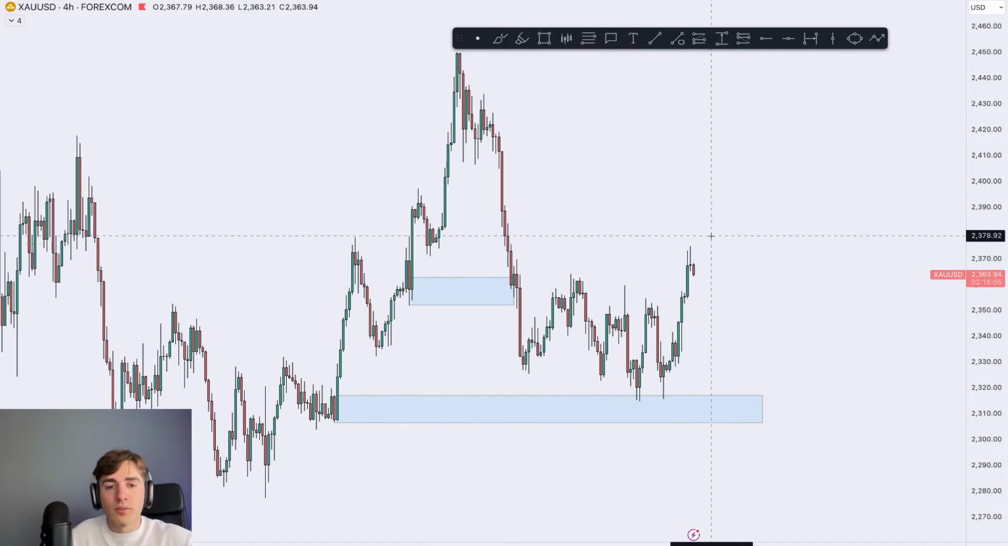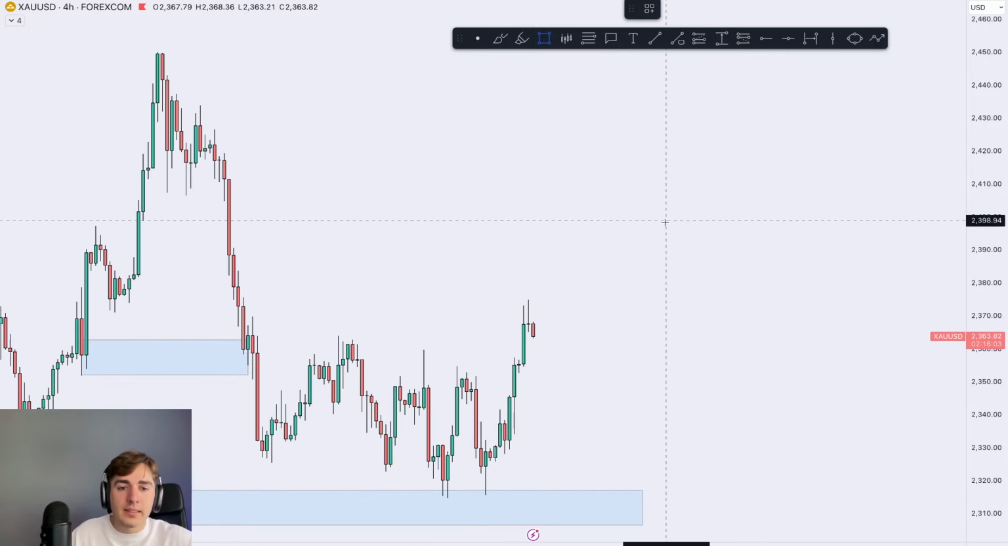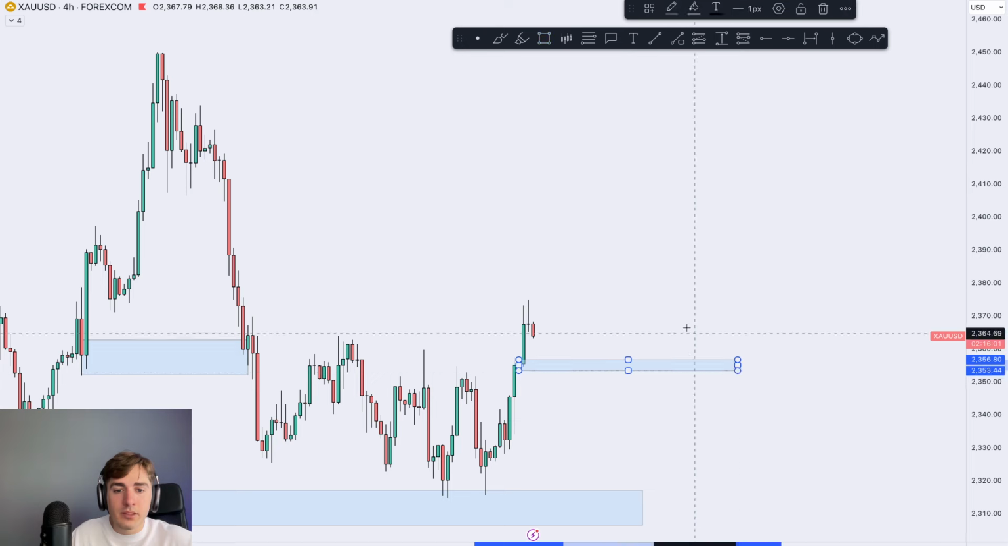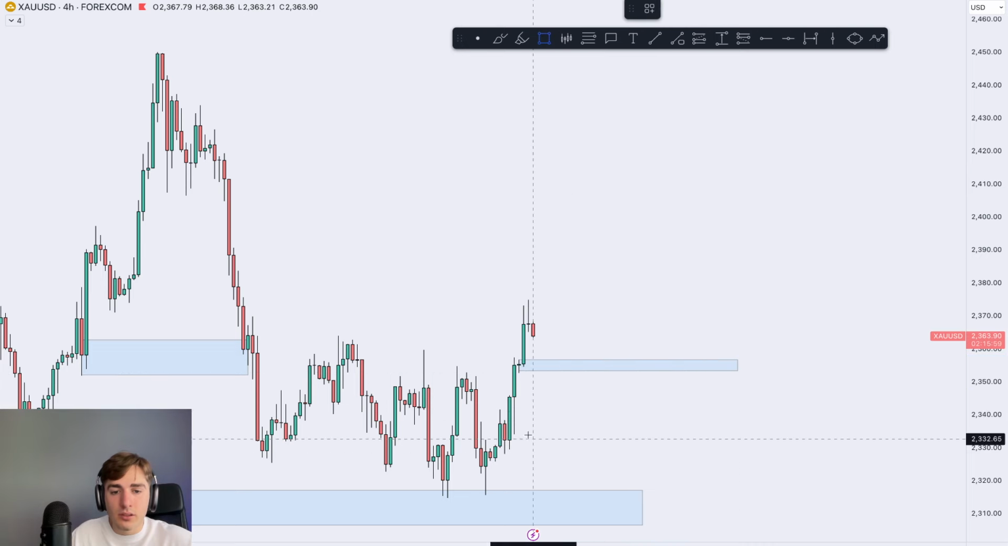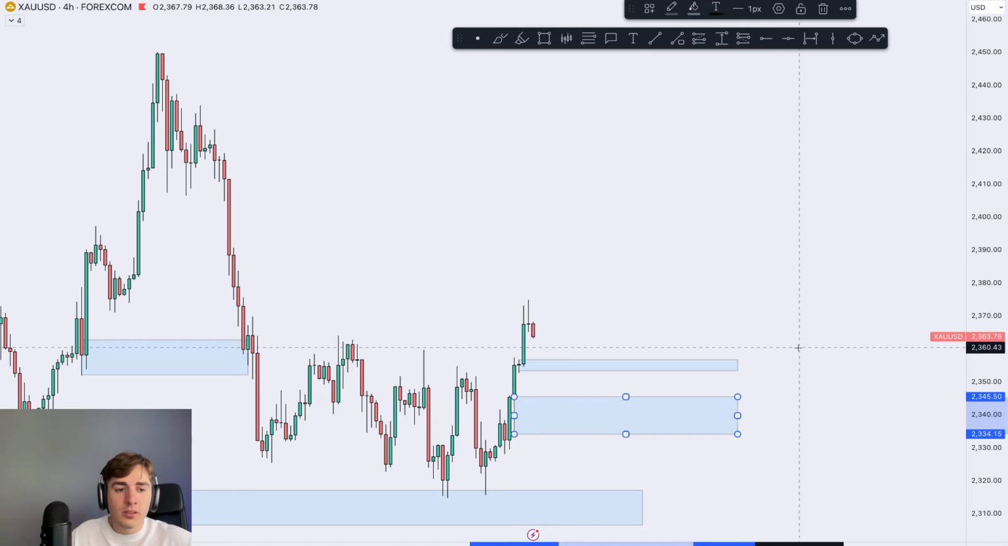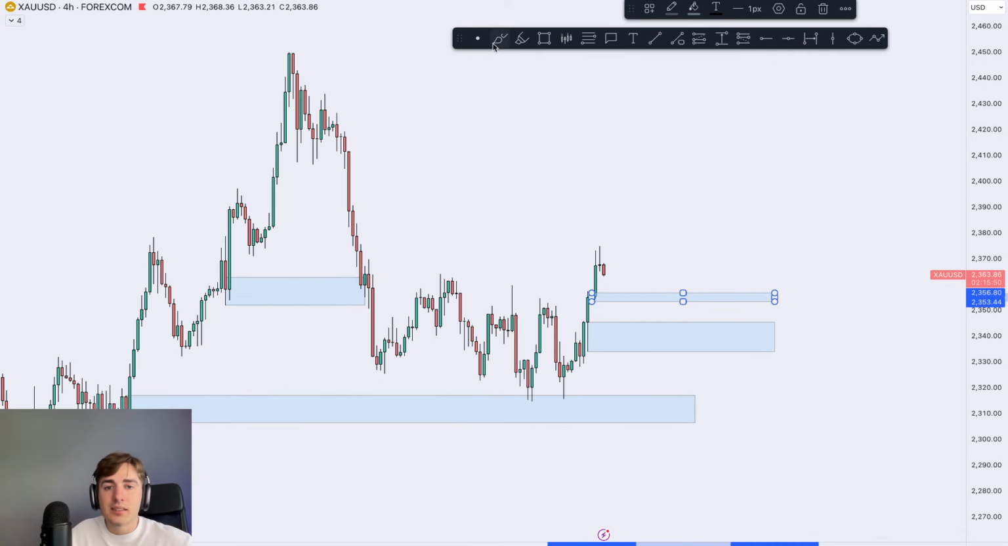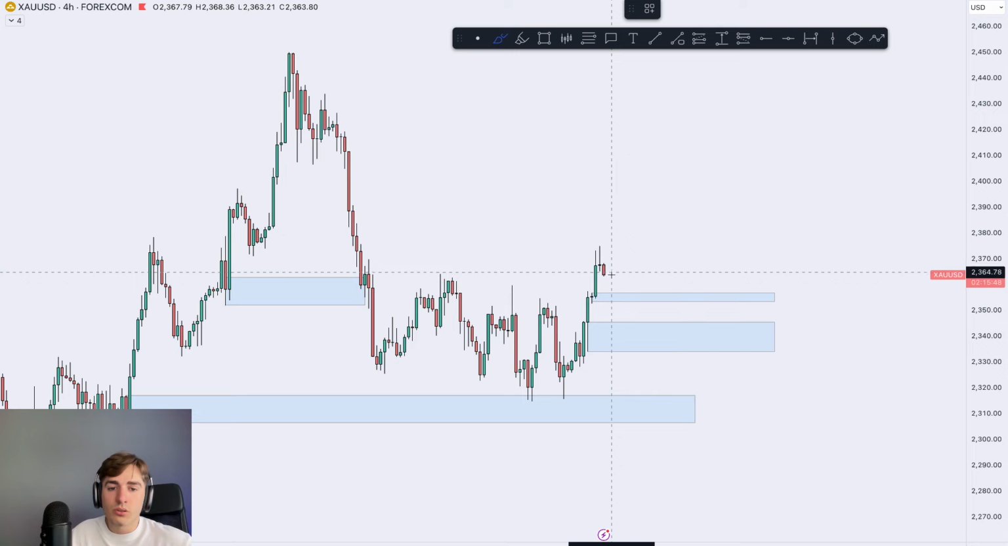Then go in towards the 4-hour. That means that we now have this imbalance over here as demand, and we also have pretty much this wick as an area of demand. So two areas of demand, 23.45 and 23.56, from where I'm going to be looking for gold longs, guys.